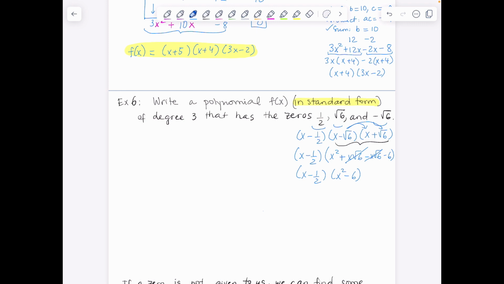We distribute again using FOIL, so this will be x cubed, that's the result of x times x squared, minus x times 6, so that's negative 6x, minus 1/2 times x squared, minus 1/2 x squared with the minus sign. And then negative 1/2 times negative 6 will be positive 3. So now the function is in standard form.